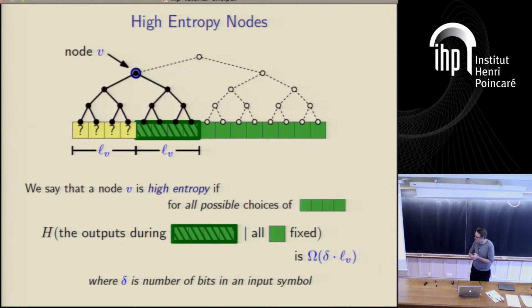So let's go over that a bit more and see what we can and can't do about it. Previously, remember, we were interested in showing a lower bound for the conditional entropy of the outputs, which was like delta times L_v, where L_v is the size of the subtree from the node v. We called nodes that have this property high entropy nodes. And we basically argued that almost all the nodes in an information tree were high entropy previously.